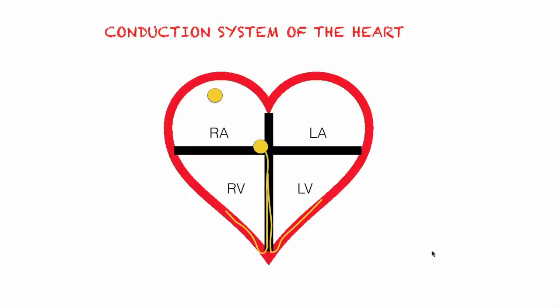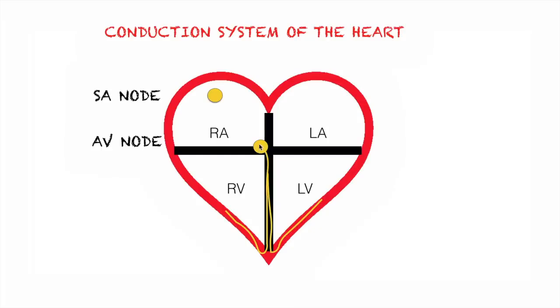The first cell is called the SA node, or the sinoatrial node. By its name, sinoatrial, this cell is found within the right atrium of the heart. This is also known as the natural pacemaker of the heart, because this is where the beginning of the conduction takes place. From the SA node, the conduction goes to the AV node, or the atrioventricular node.